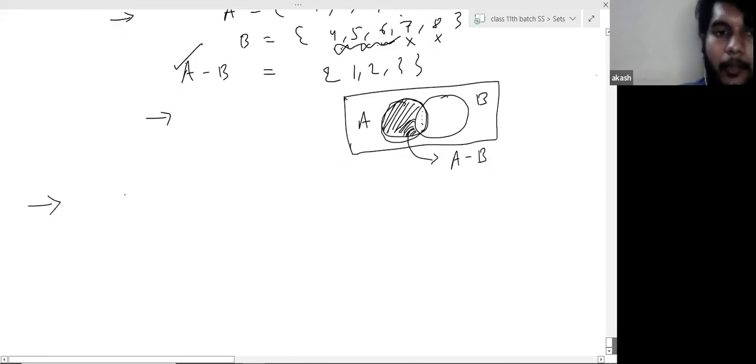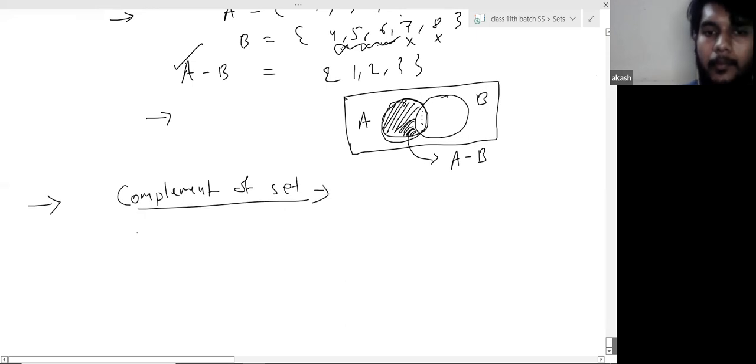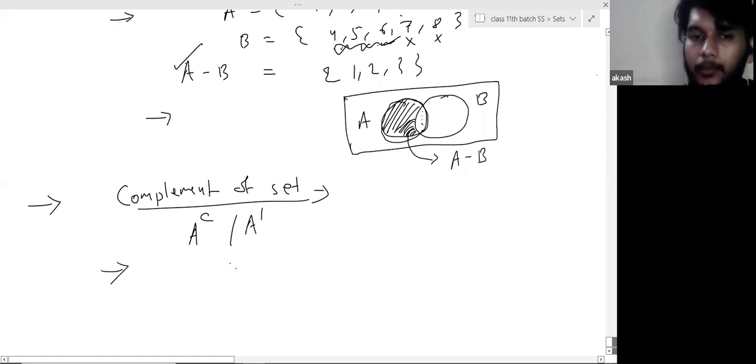One more little thing is complement of set. What is complement of set? Denoted by A C, or A dash. This is called a complement. If you remove set A from the universal set, you will get a complement.